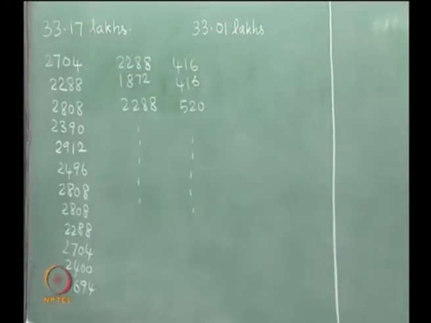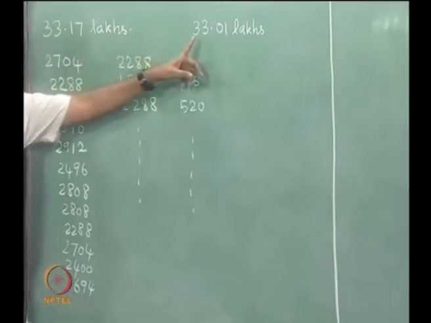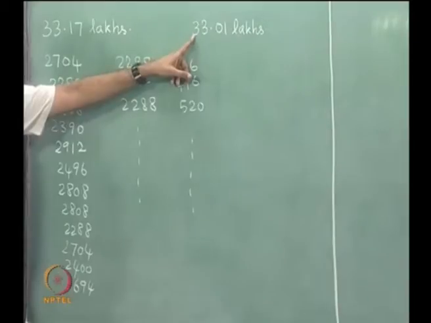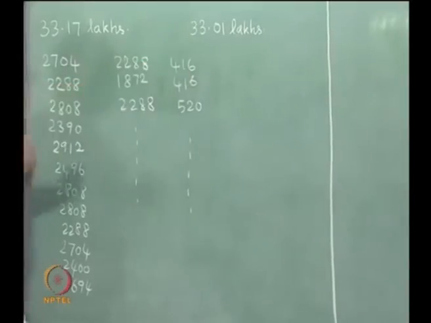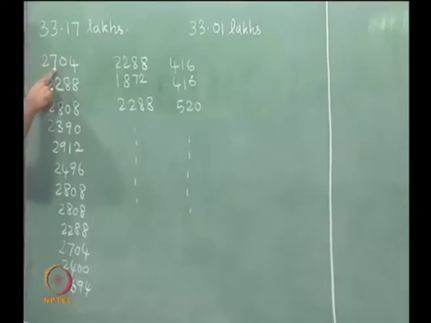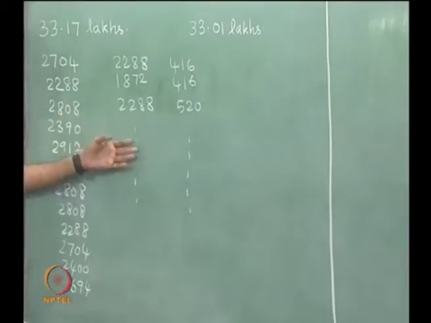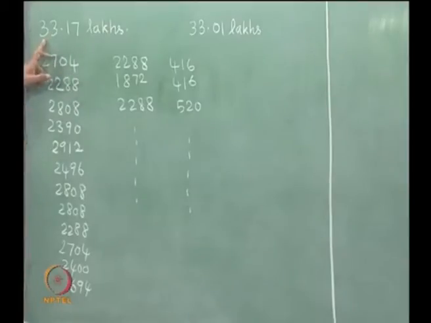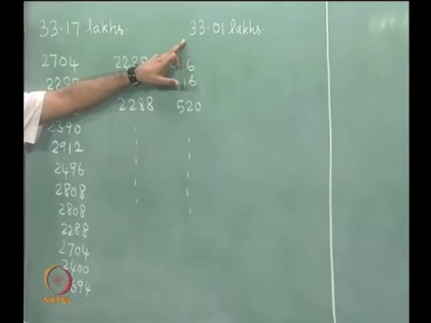Now the evaluative model using the spreadsheet gave us a solution with 33.17. The optimization gave us a solution with 33.01 lakhs. Total production here was 2704, here total production is 2704, this is 2288, this is 2288, this is 2808, this is also 2808, but there is a change somewhere else in the optimal solution. So 33.17 lakhs from the evaluative model came down to 33.01 lakhs.